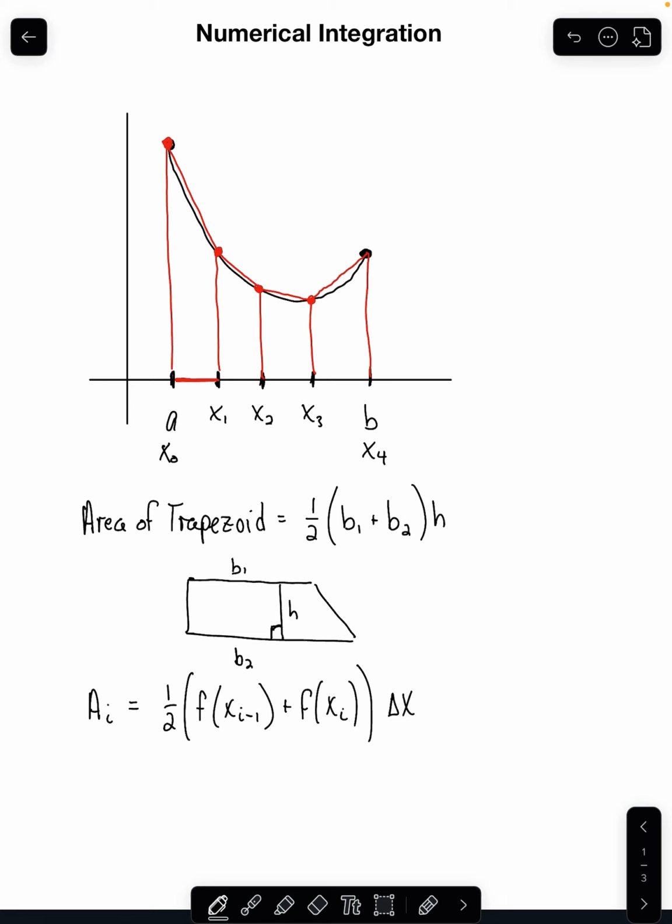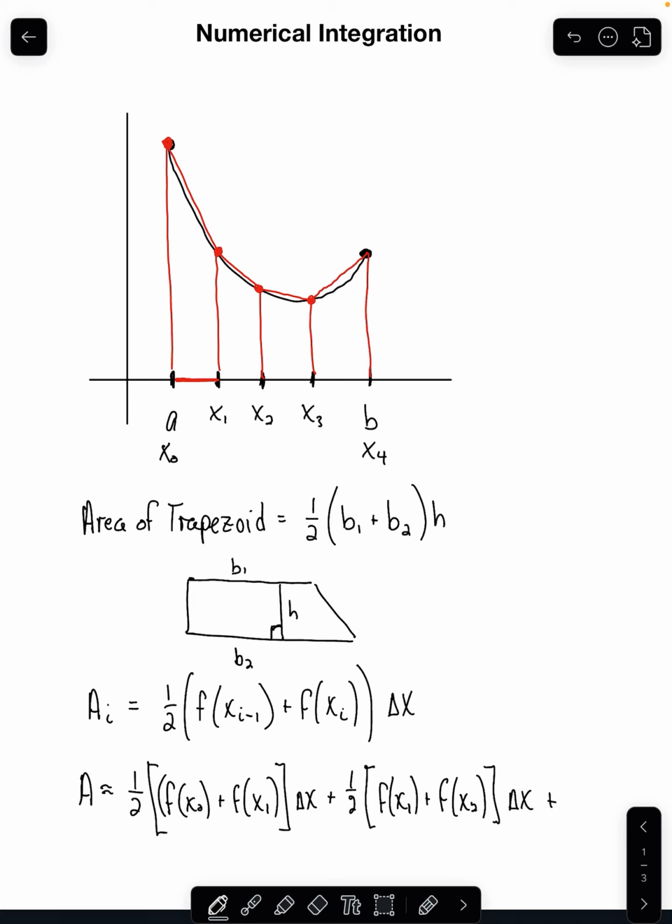So, for example, if we were using the 4 subintervals we have up here, the area of this region would be approximated by 1/2 times f of x sub 0 plus f of x sub 1 times delta x, plus 1/2 times f of x sub 1 plus f of x sub 2 times delta x, plus 1/2 times f of x sub 2 plus f of x sub 3 times delta x, plus 1/2 times f of x sub 3 plus f of x sub 4 times delta x.